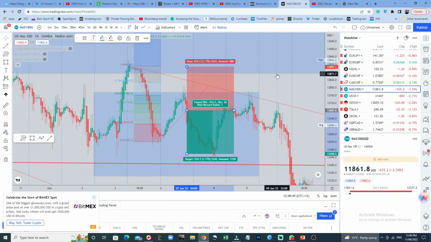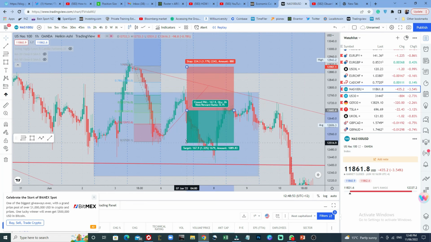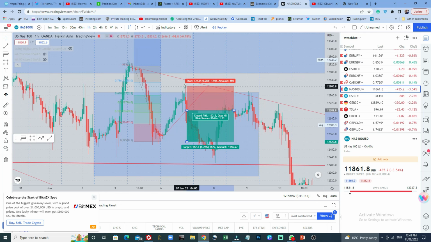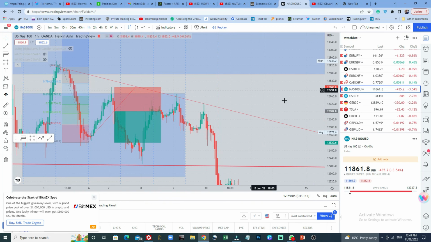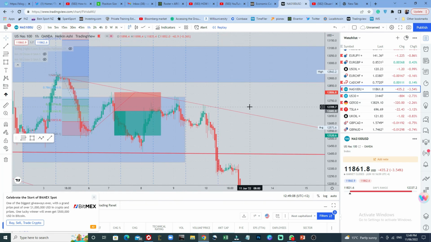Then put your take profit. Maybe you can put it here, and that's it. Then put your stop loss here somehow. Risk 1 to 3 risk reward. That's how to trade. You'll be on the right side of the market when you do this. Most of the time you'll be right.